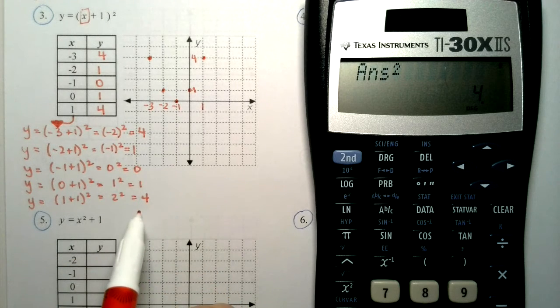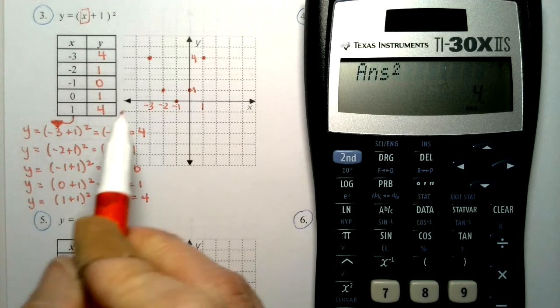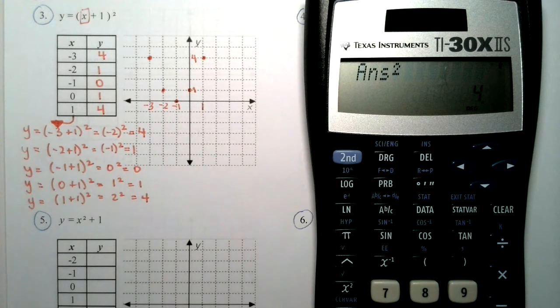So I got these values. I'm seeing a similar pattern here, the same y values as question number 1. I've plotted them right here, and then you draw your smooth curve.